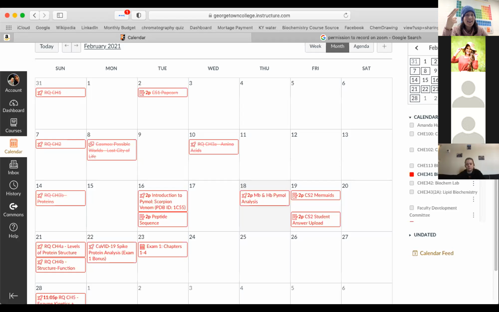Chapter 2 covered water and buffers. Those were the big things from chapter 2, and I think also types of non-covalent interactions. Water had, I think, seven properties we went over. So you should be able to list those properties and provide a brief explanation of each property. For example, water has a high heat capacity. Okay, well, what is high heat capacity? You should be able to define that and then explain what biological function that high heat capacity gives us.